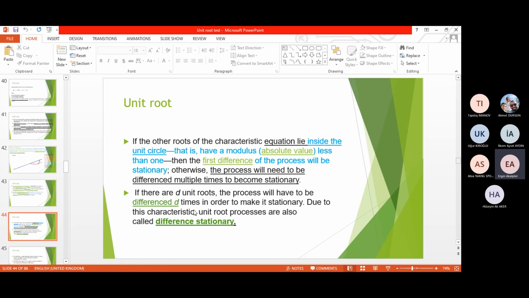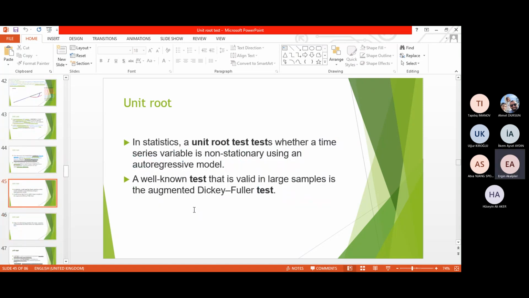If there are d unit roots, the process will have to be differenced d times in order to make it stationary. Due to these characteristics, unit root processes are called difference stationary. In statistics, a unit root test tests whether a time series variable is non-stationary using an autoregressive model. A well-known test that is valid in large samples is the Dickey-Fuller test, also called the augmented Dickey-Fuller test.